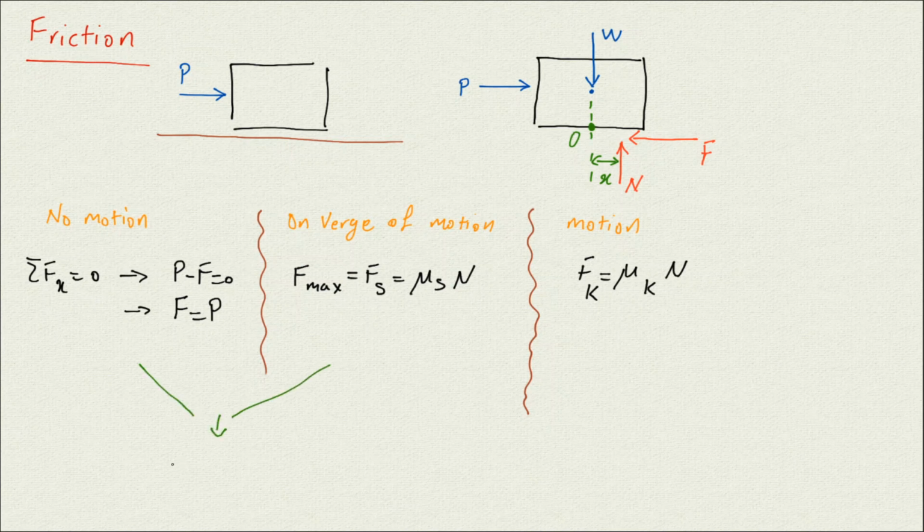These two cases we will call the static friction, because basically there is no motion. Nothing is moving. Everything stays there. There's a friction, but everything stays there. When everything is moving, we call it the kinetic friction. So these first two cases, when there's no motion or on the verge of motion, are the static, and when there is actually a motion, we call it the kinetic.